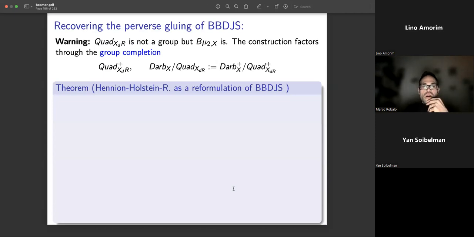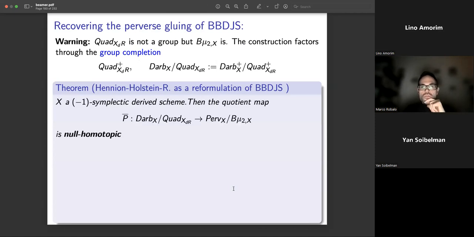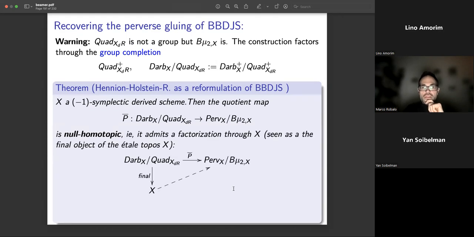So now let me tell you how we recover Joyce from this story. X is -1 shifted symplectic. We have this quotient map. We claim that this quotient map is null homotopic, meaning that it factors through the final object X, where X is the final object in the étale topos. All these are maps of sheaves on the étale topos. And the main claim is that this map of Joyce is null homotopic, so there is a homotopy that makes this diagram commute.